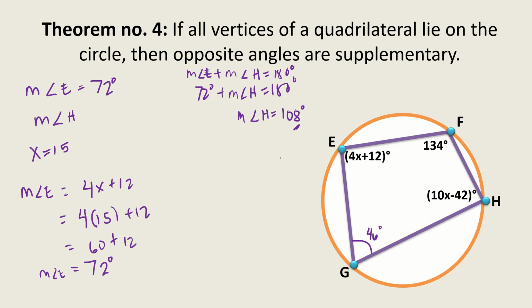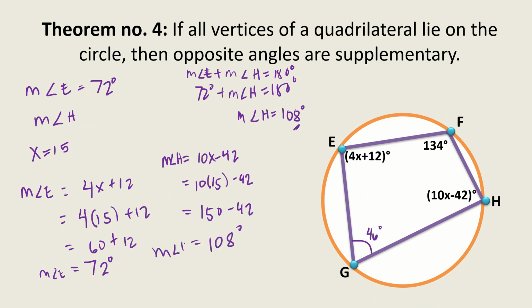So, pwede na po yun. Or, kapag you solve for x, ganito naman. Measure of angle H is equal to 10x minus 42. So, substitute lang yung x. So, we have 10 times 15 minus 42. And 10 times 15 will give you 150 minus 42. So, still is 108 degrees.